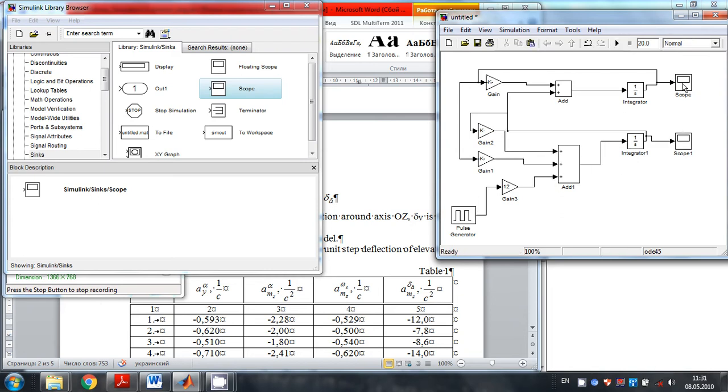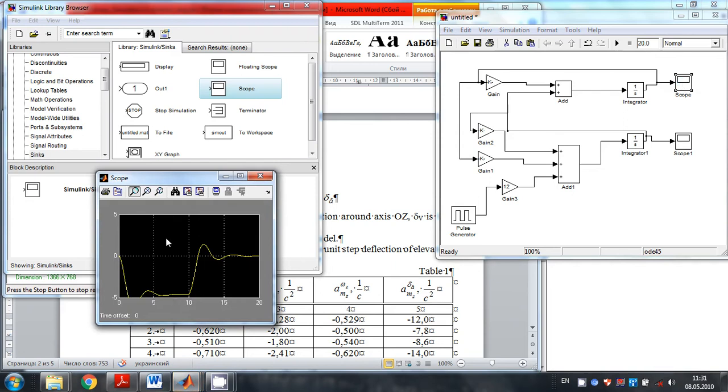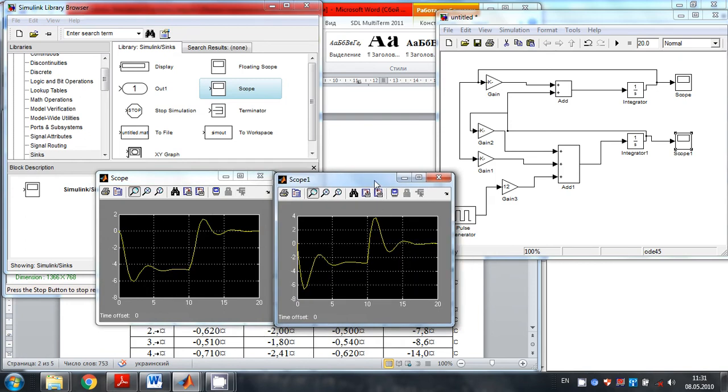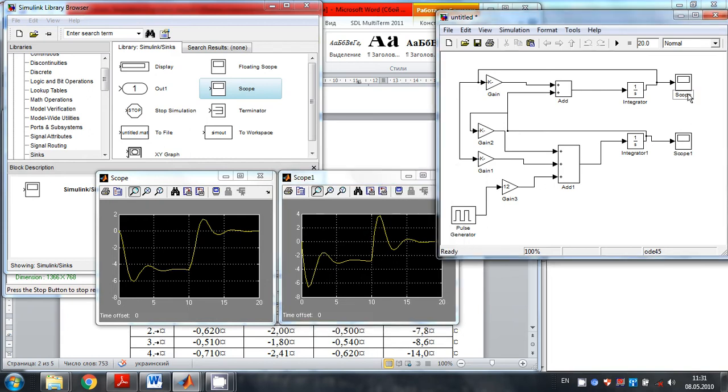The system is simulated. Then we double click on the scope and we see the output. We can auto scale the output, and we double click on the second one. Again, we auto scale the result. Now we put a title to the first scope: angle of attack. The second scope is the rate of pitching movement. So the first scope represents the angle of attack.